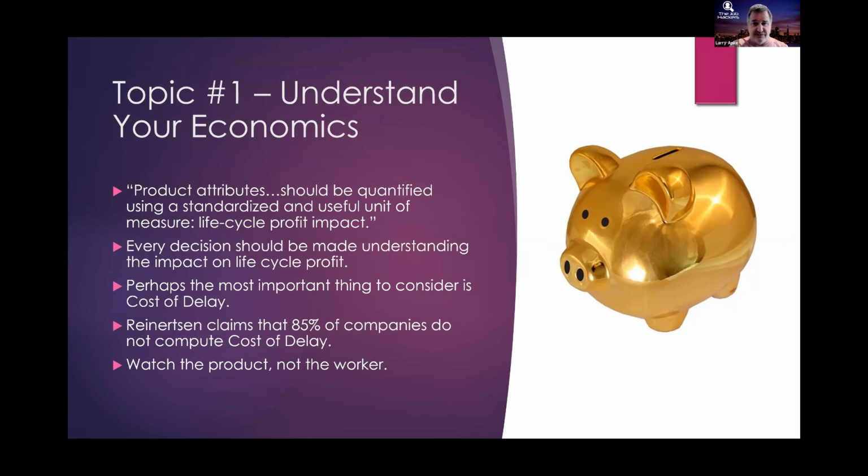I don't think it's any different from lean. Lean just says remove the waste, and then everything that's left will be things that actually contribute to your bottom line. All he's saying is the other way around: identify those things that will contribute most to the bottom line. And if you've gone through the book, he says perhaps the most important thing, not the only thing, but the most important thing when you're considering life cycle profit impact is something called cost of delay.